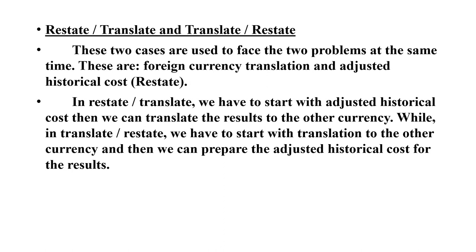Restate, translate. Restate, translate: these two cases are used to face the two problems at the same time. These problems are foreign currency translation and the adjusted historical cost restate. We have two methods, restate-translate and translate-restate. In restate-translate, we have to start by adjustment. The adjusted value equals historical cost times the current price index over the historical price index. Then we can translate the results. Second method, translate-restate. We start with translation to the other currency. The result will be restated. Restated means we have to adjust the result. The adjusted value equals historical cost times the current price index over the historical price index.